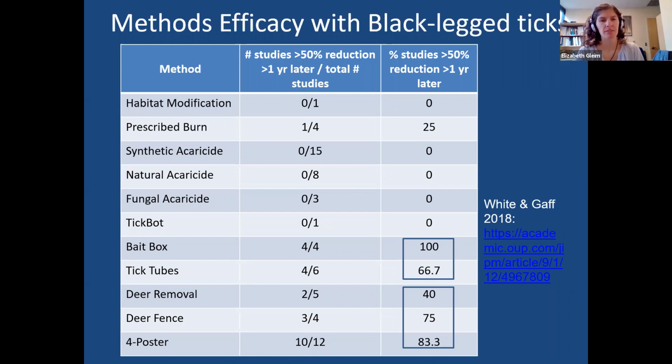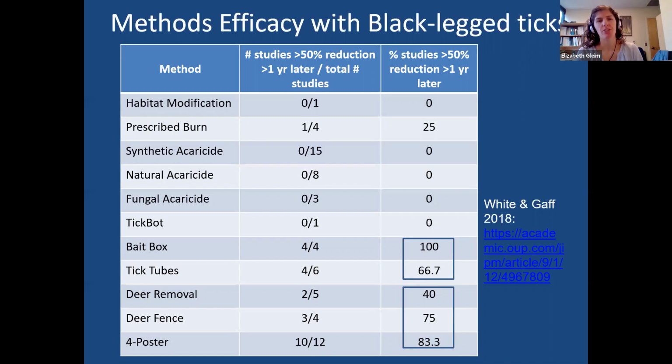So that leaves the 4 poster methods. But again, the logistical constraints there are pretty large. You're constantly having to refill bait as well as reapply the acaricides. You have to have enough of those stations that you are treating almost 100% of the population to see efficacy. And so all of those things mean, if you were to sustain that on a long-term basis, it's probably going to be pretty challenging.